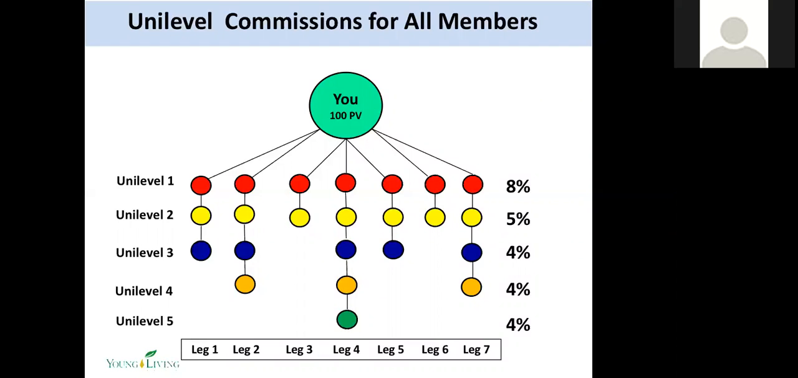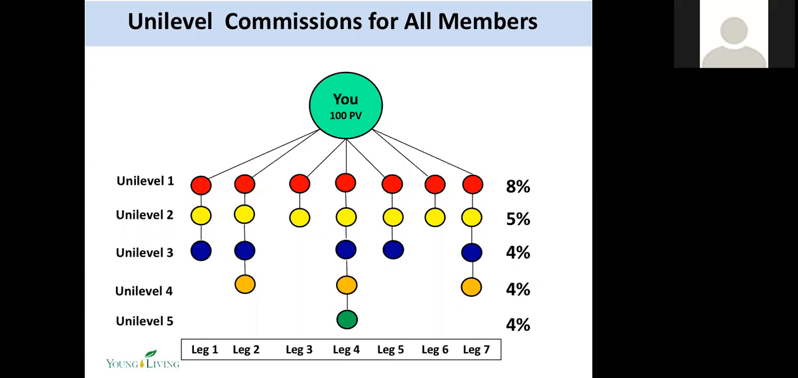The slide shows that anyone that you personally sponsor, which is unilevel level 1, the red colored dot, would be individuals that you have personally sponsored. You receive 8% commission on the PV that those members have for the month. Anyone that they sponsor would be your unilevel level 2, and you would receive 5%, and so on. Level 3 is at 4%, level 4 is 4%, and level 5 is paid out at 4%.